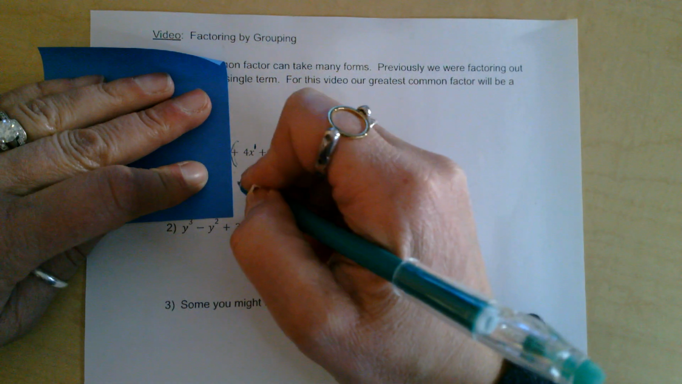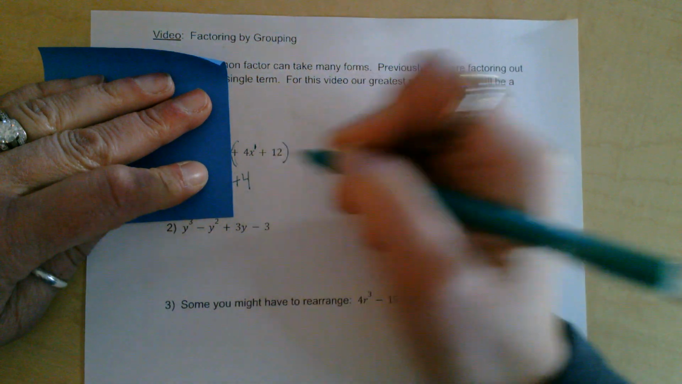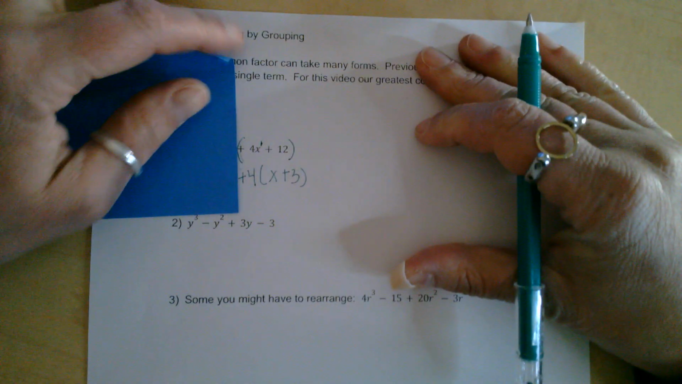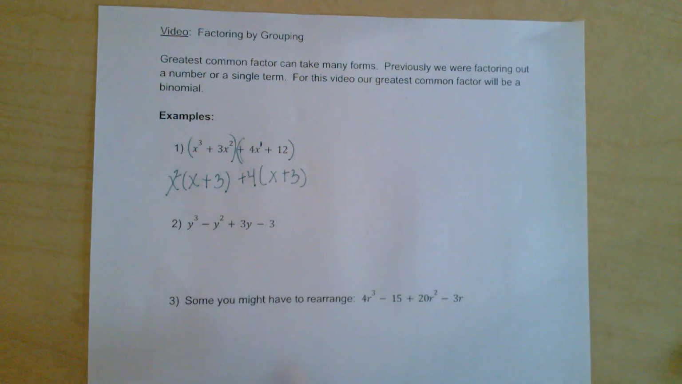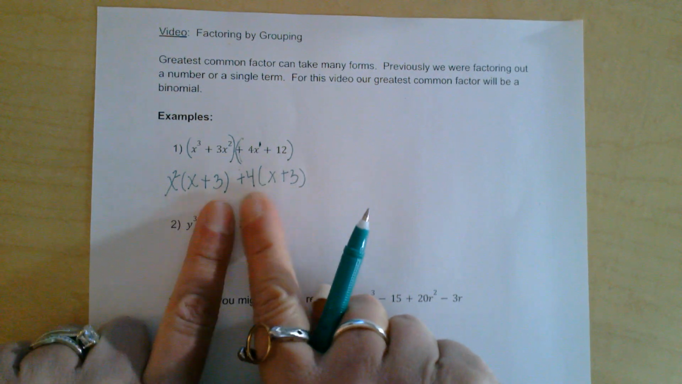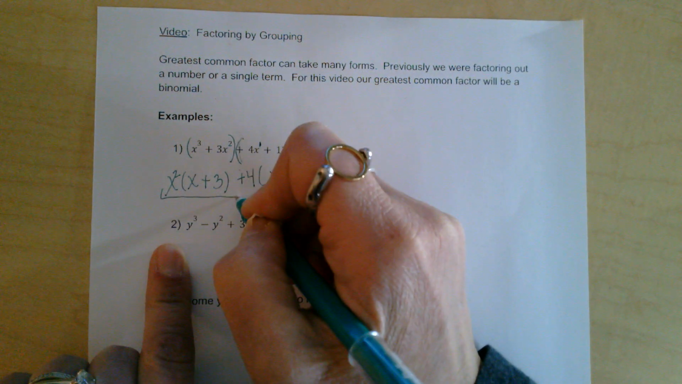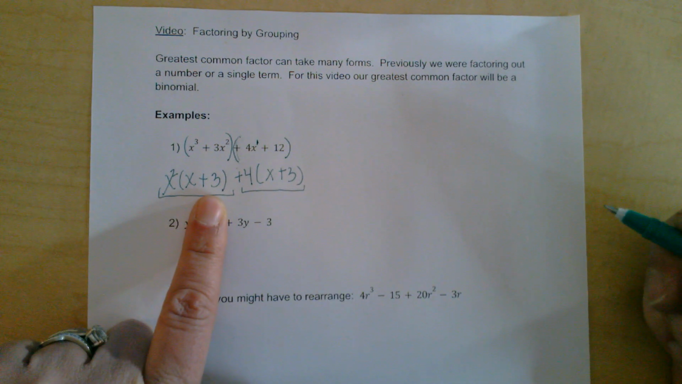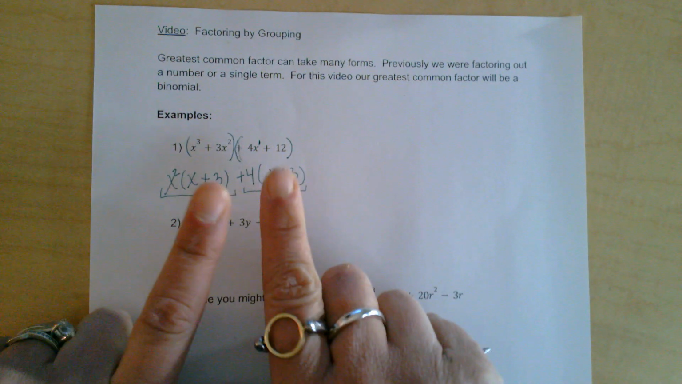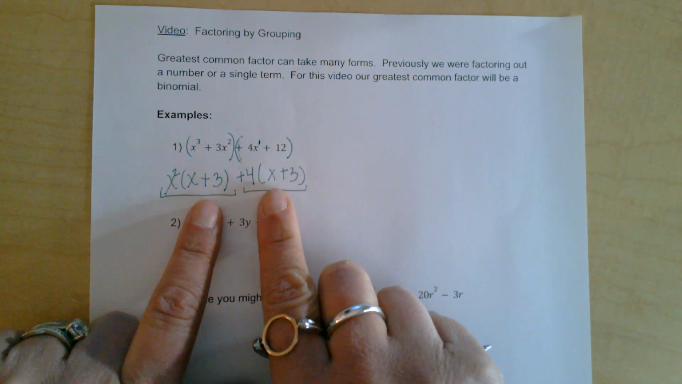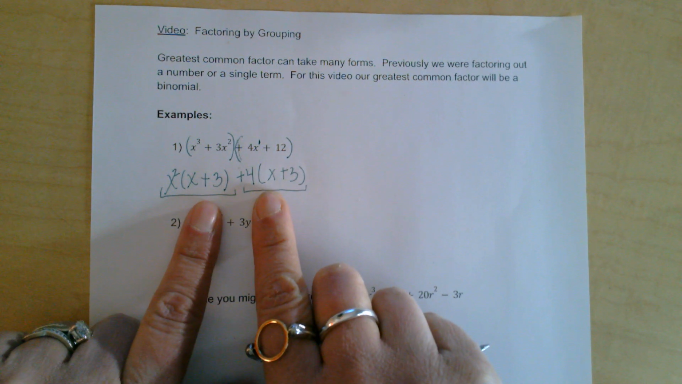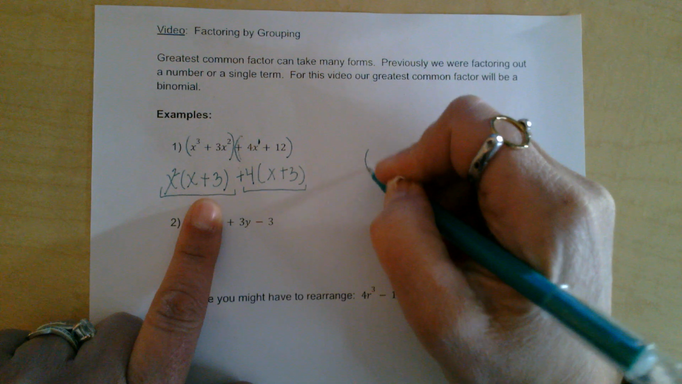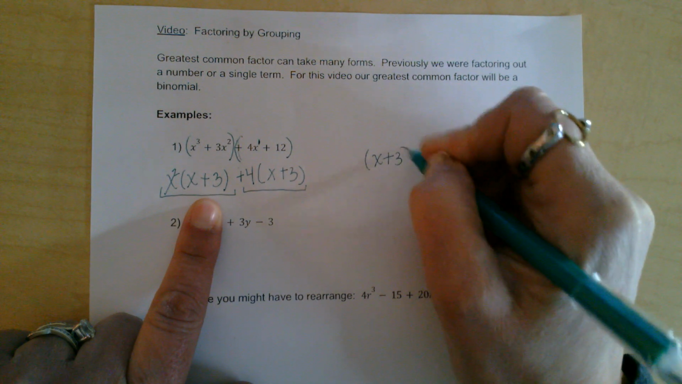Okay. Now, let's take a look at the second group, positive 4x plus 12. And you're right, we're going to factor out a positive 4, and what we're going to have left is x plus 3. Now, when I take this away, what do you notice about this group and this group? And you're right, they both have x plus 3. So between these two groups, the greatest common factor is our binomial x plus 3. And that's what we're going to take out.